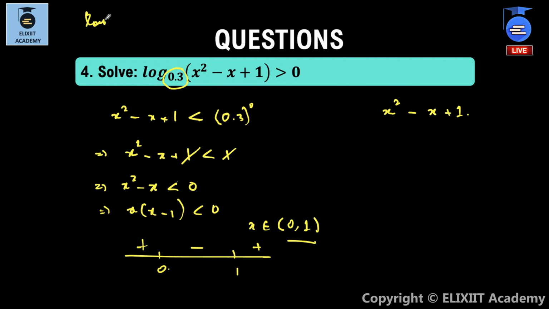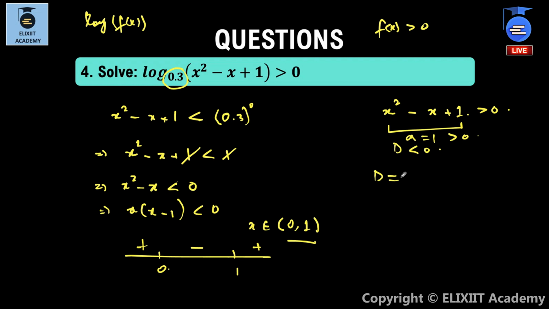I told you, log of anything is there. Log of f(x). For the domain, what you do? f(x) must be greater than 0. Here f(x) is x square minus x plus 1, which must be greater than 0. Can you see one thing? Observation: this is a quadratic expression having discriminant D less than 0. Do you remember the concept? D less than 0, and the coefficient of x square, A, is 1, which means A is positive.